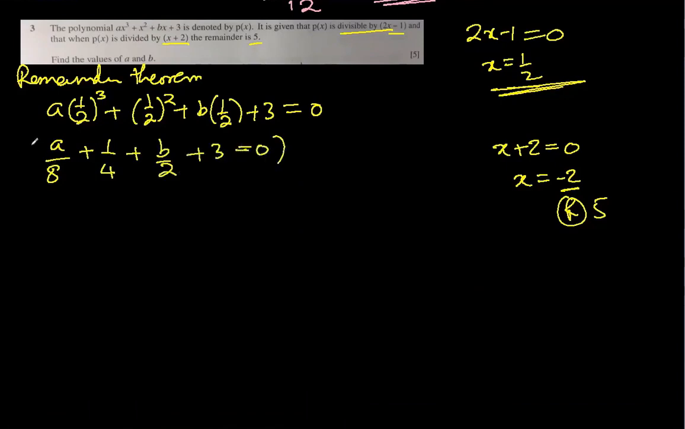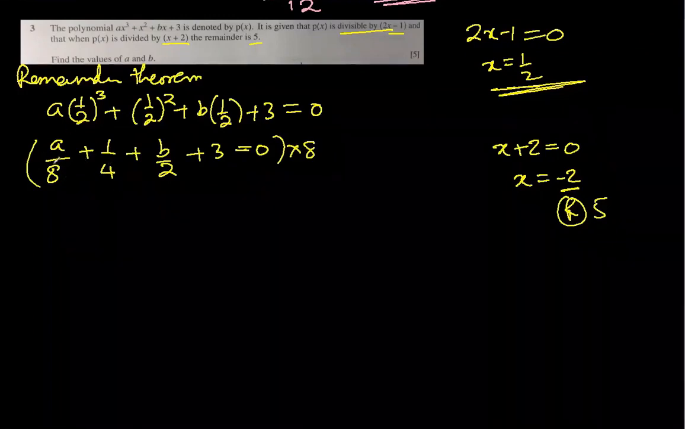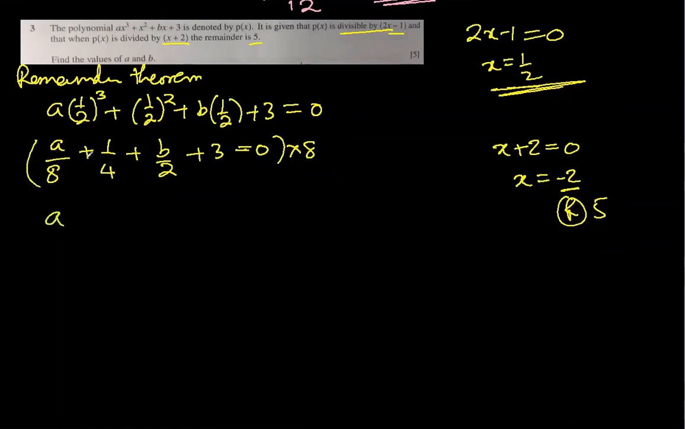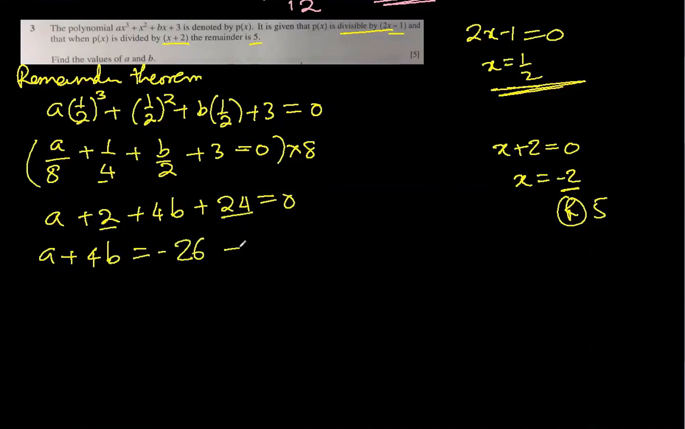Let's get rid of the denominators by multiplying by 8, because 8 is the LCM of this particular equation. So what do we get? 8 will cancel out, so a. 1 over 4 multiplied by 8 is 2. B times 8 will be 4b. Then 24 equal to 0. So we get an equation a plus 4b equal to 24 plus 2 is 26, but when they go to the other side, we get minus 26. This is equation number 1.